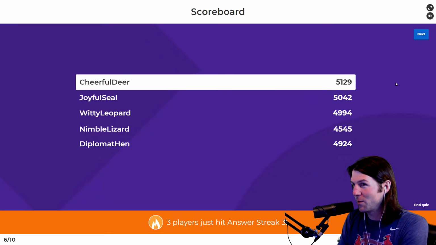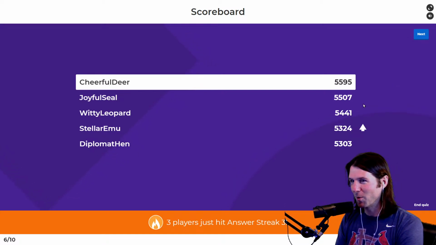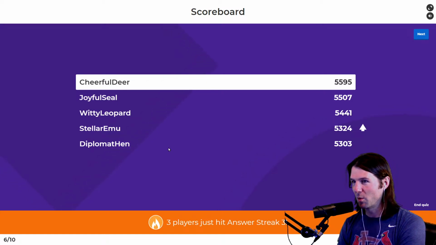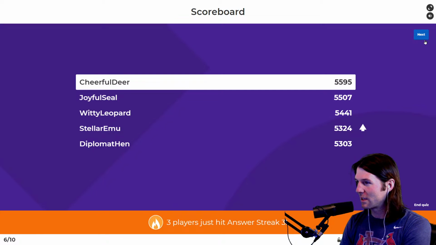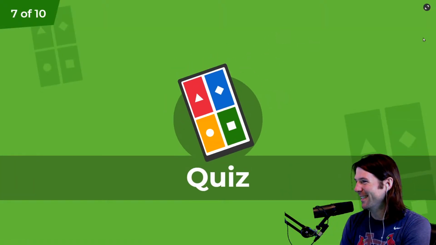So let's see, Cheerful Deer. We can't stop Cheerful Deer. They're going to win. We're going to find out if they're 320 or 201. So we got to do something. We got to vote. We got to go outside the box here. We're voting for Stellar Emu. Look at them just surging to the lead. Stellar Emu, you got this. Only you can stop Cheerful Deer. It's like, I love competition.